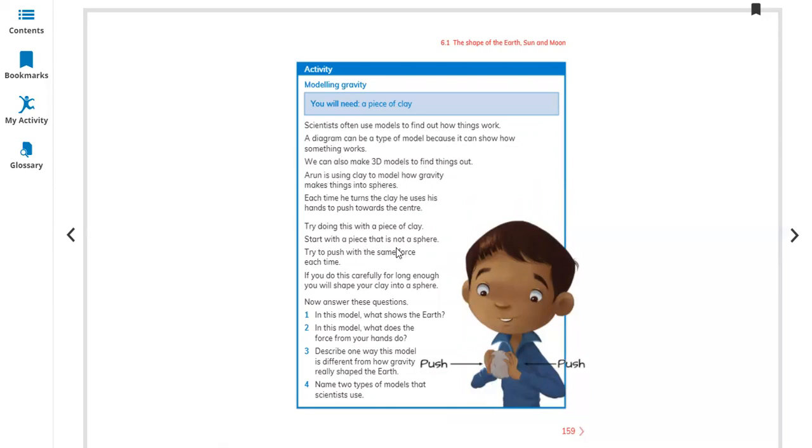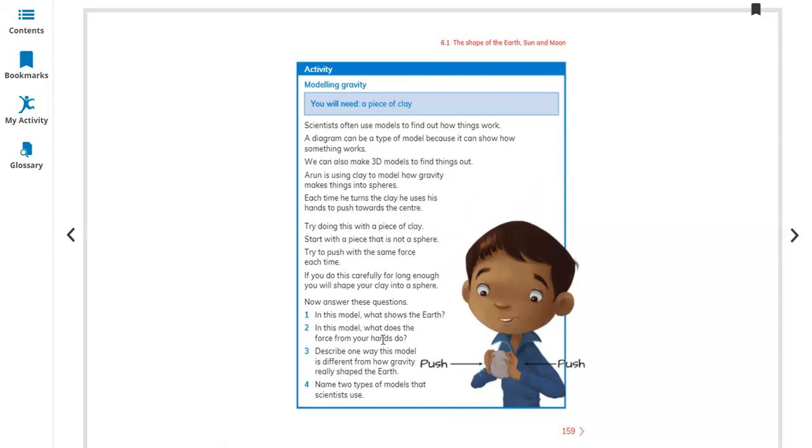So you can see he's pushing and pulling. As he pushes and pulls, it is making a shape. Each time he turns the clay, he uses a hand to push toward the center. Try doing this with a piece of clay. You can see you can make a circle or sphere shape. In this model, what shows the Earth? This is the modeling clay. It's showing the Earth.